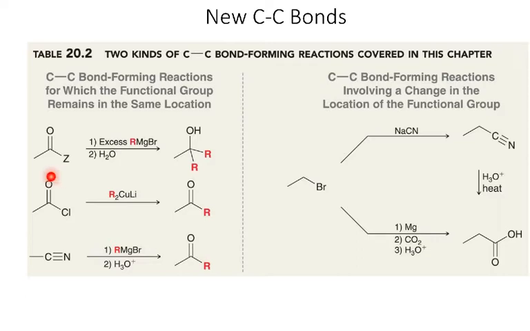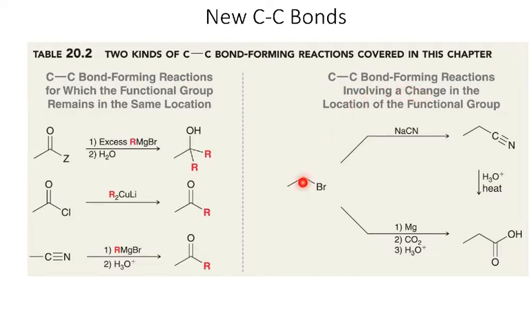Now, specifically with acid halides, we learned that we could react that with the Gilman's reagent, which is less powerful than the Grignard reagent. So rather than adding both R groups, it just adds one, and we keep the carbonyl group. It doesn't get reduced to the alcohol. And then finally, we also learned that we could react nitriles with Grignard reagents. That would again just add one R group, and we would keep the carbonyl group.